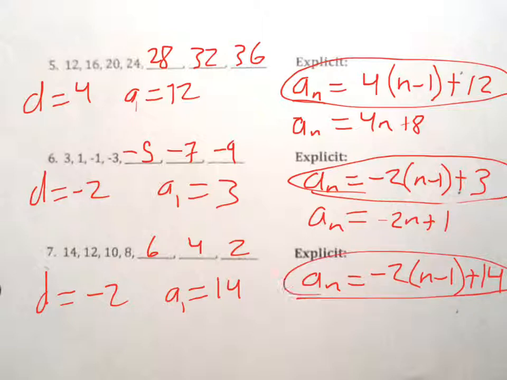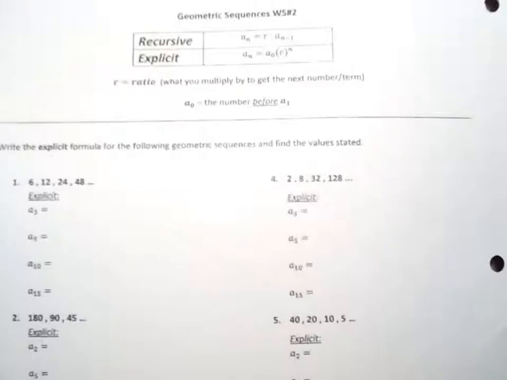There's the basic form ready to go, and you can simplify that down if you distribute the negative 2 to get negative 2n plus 2 plus 14, going to come out to be plus 16. So this is a simplified form, and let's move on to the back part.